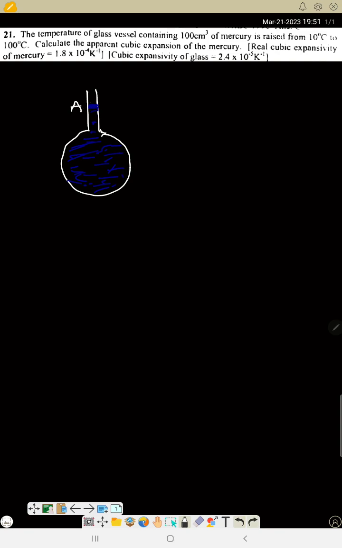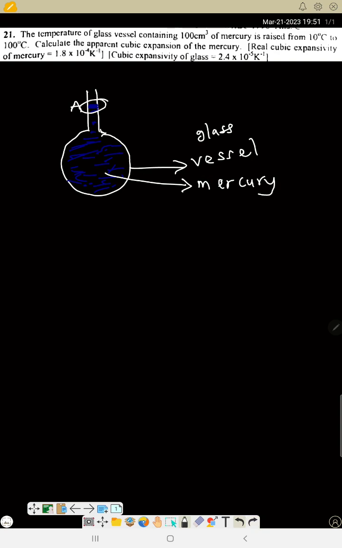So now this is the vessel, or glass. So that is the glass vessel according to the question, and what you have inside is the mercury. So that is the liquid inside. Now the liquid, the highest level it reaches, is A, naturally. So this is what we have: a glass vessel and mercury inside, and this is the level of the mercury, A.